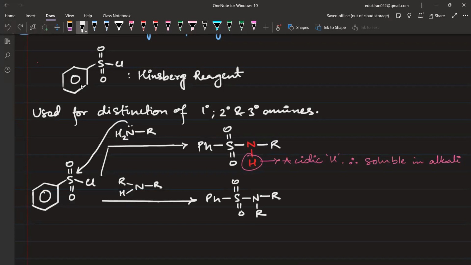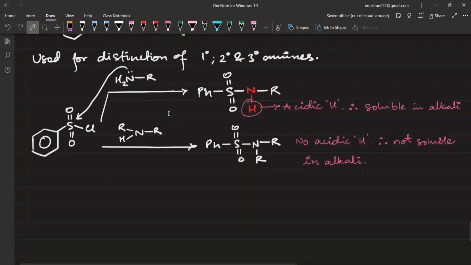Now this does not have any hydrogen, acidic hydrogen. That is why it will not be soluble in alkali. No acidic hydrogen, therefore not soluble in alkali. ठीक है, it is not. पहला वाला 1 degree soluble, 2 degree is not soluble, and the 3 degree will not even show the reaction because it does not have any hydrogen in the nitrogen atom.